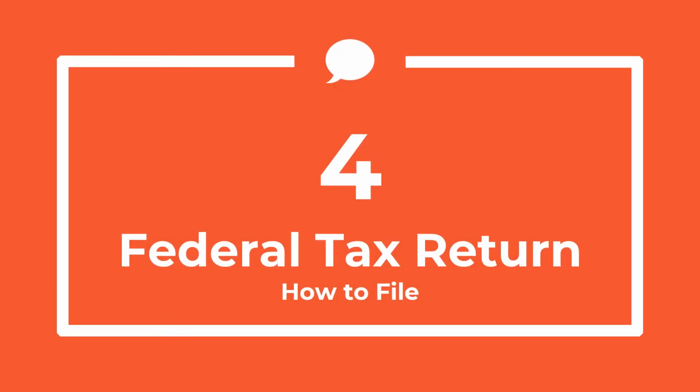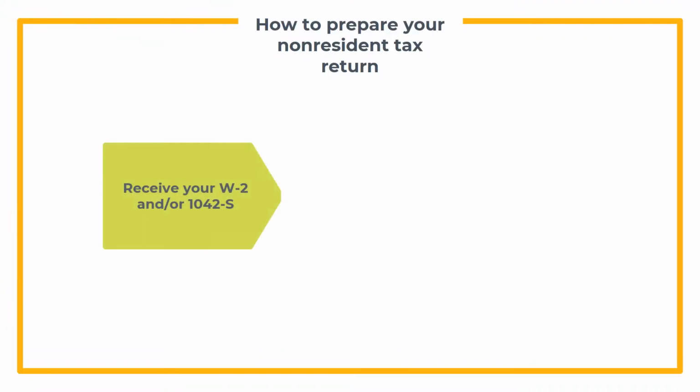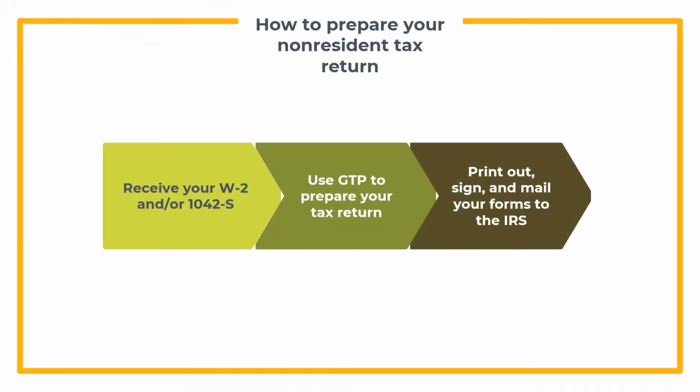In this video, we will go over the process of preparing your income tax return. Remember that tax return is a name for the annual tax forms that you need to file if you earned income. To prepare your non-resident tax return, first you will need to receive your 1042-S or your W-2. Next, you can use GTP to prepare your tax return, and then finally print out, sign, and mail your tax forms to the IRS. You cannot submit them electronically.